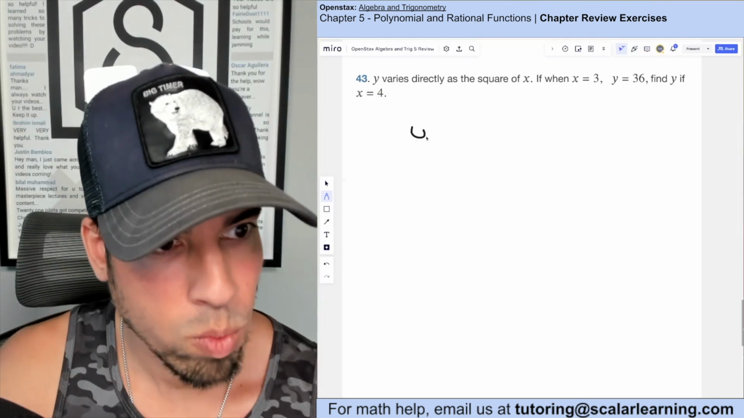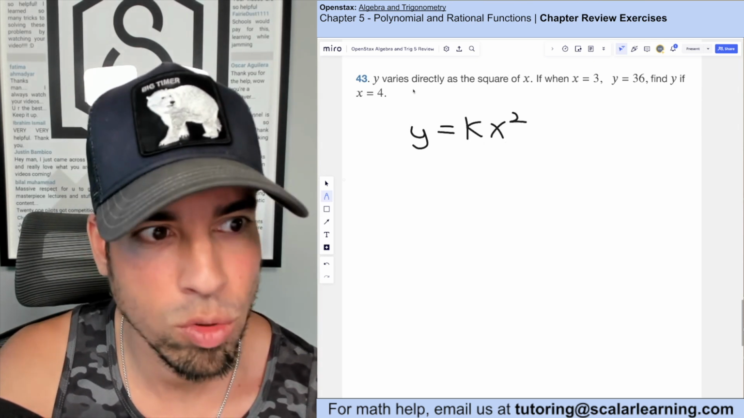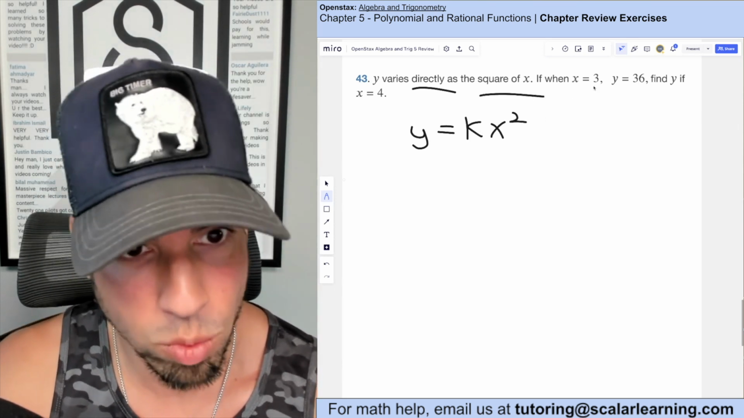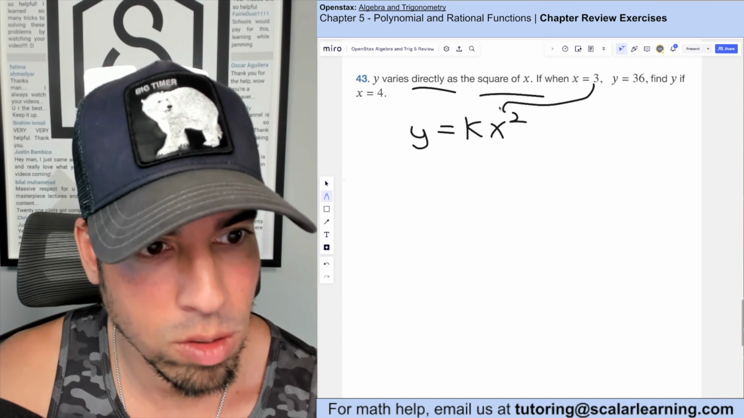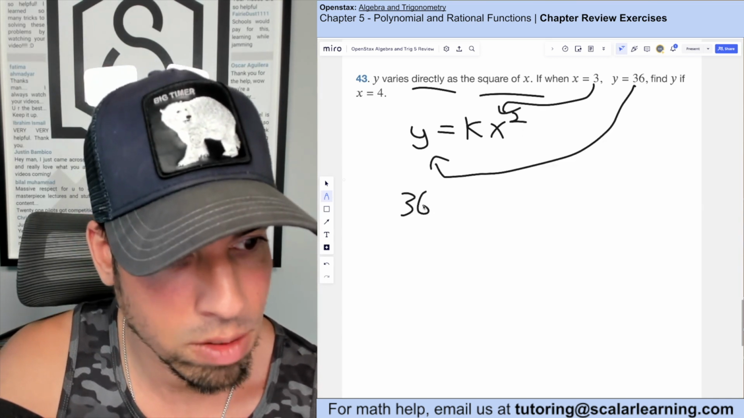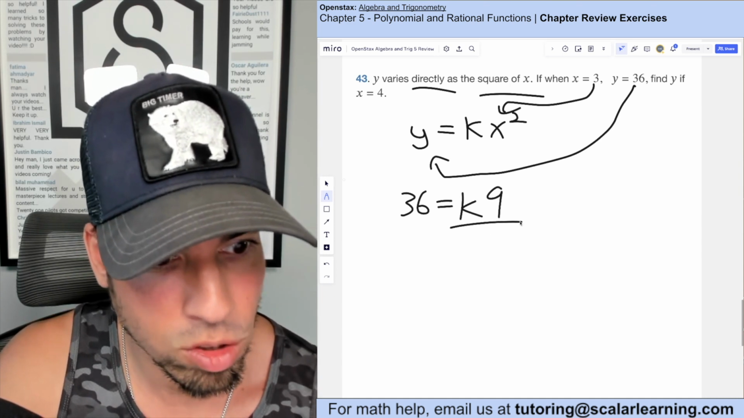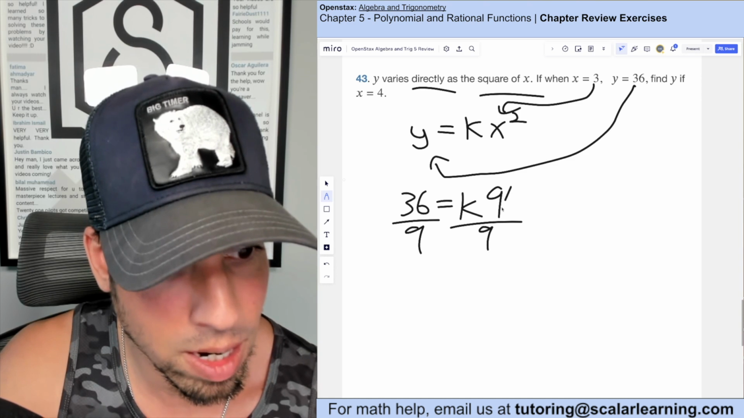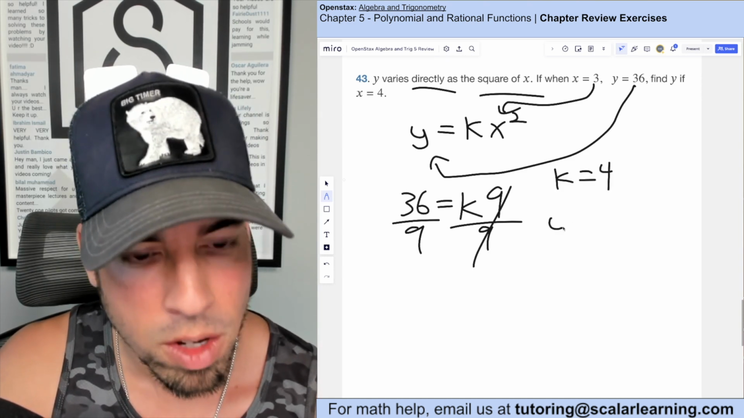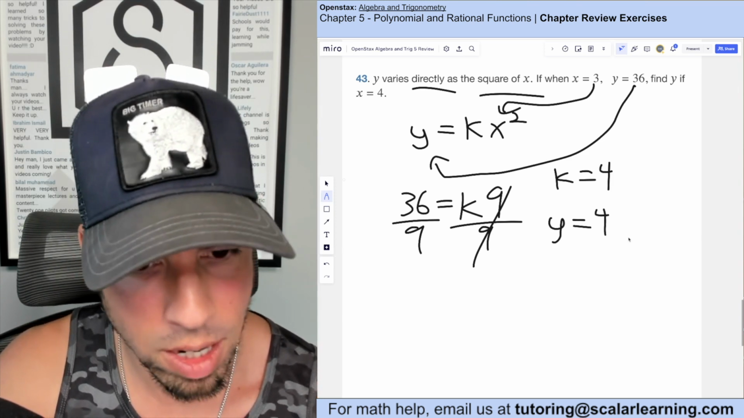So for this one, it says y varies directly as the square of x. When it says direct, it's the constant k times whatever it gives here, which is x squared. Then it says when x equals 3, y equals 36, which allows us to find k. So 3 squared is 9. To solve for k, we divide both sides by 9, and we get k equals 36 divided by 9, which is 4. So now I can rewrite my equation as y equals 4x squared.